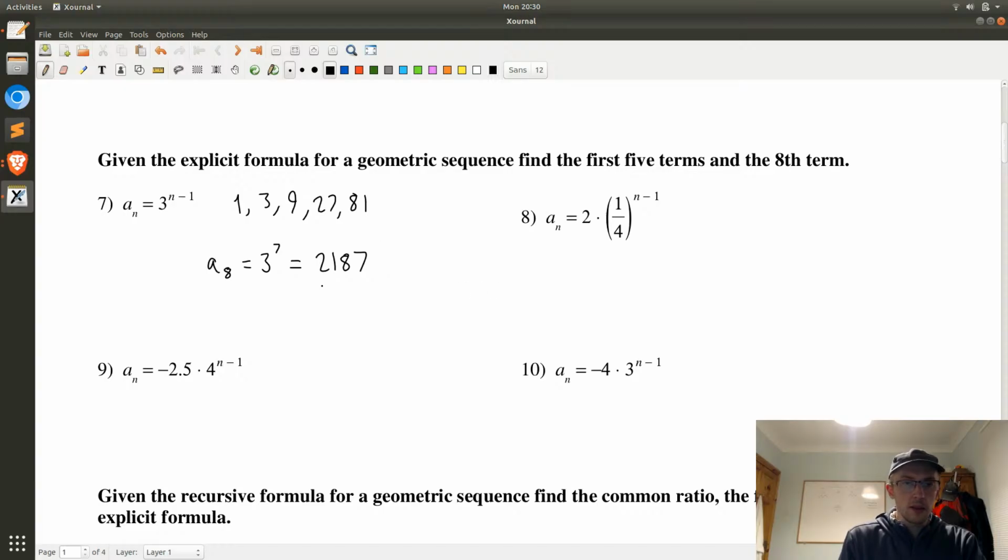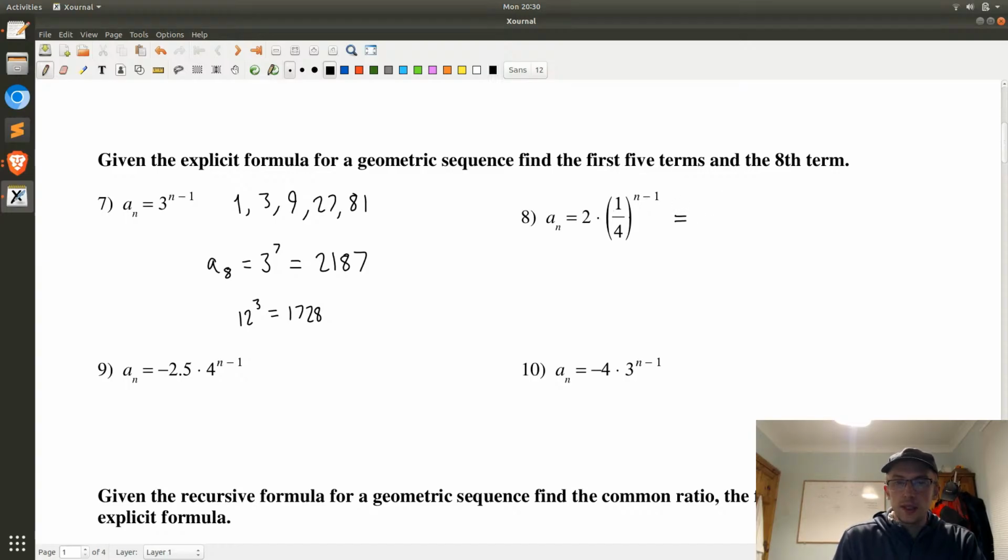Hey, wait a minute. 2187? Well, that reminds me of 12 cubed, which is 1728. Oh, it's a shuffling of the digits. Interesting. Okay.